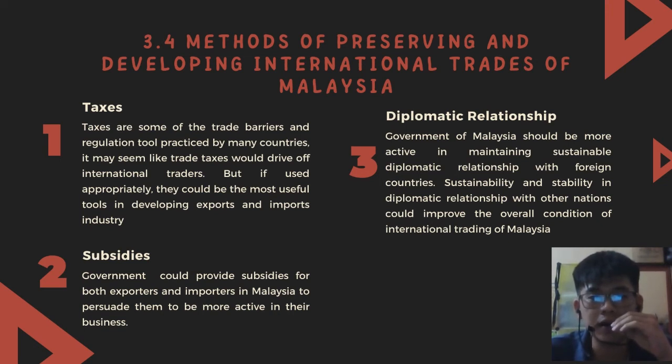Government could also provide subsidies for both exporters and importers in Malaysia to persuade them to be more active in their business. The Government of Malaysia should be more active in maintaining sustainable diplomatic relationships with foreign countries. Sustainability and stability in diplomatic relationships with other nations could improve the overall condition of international trading of Malaysia.